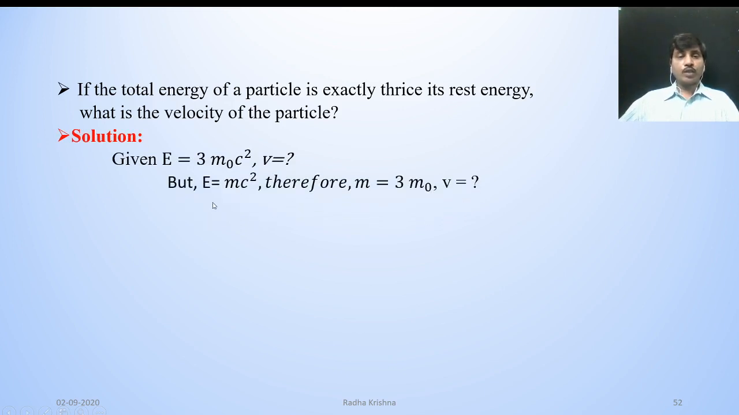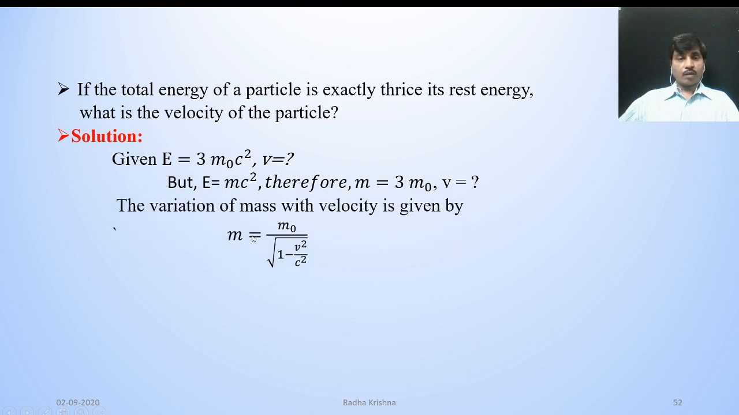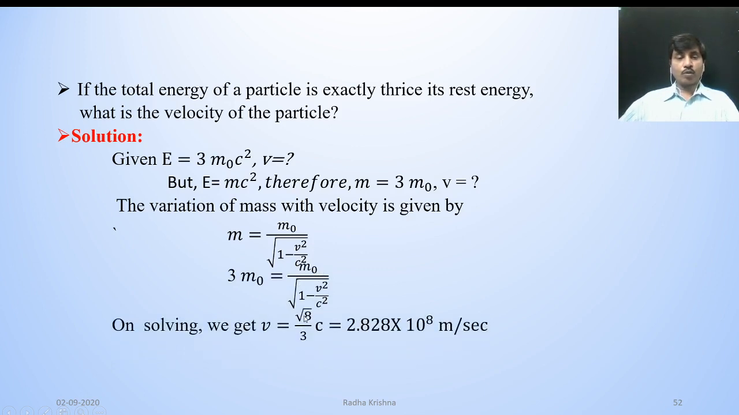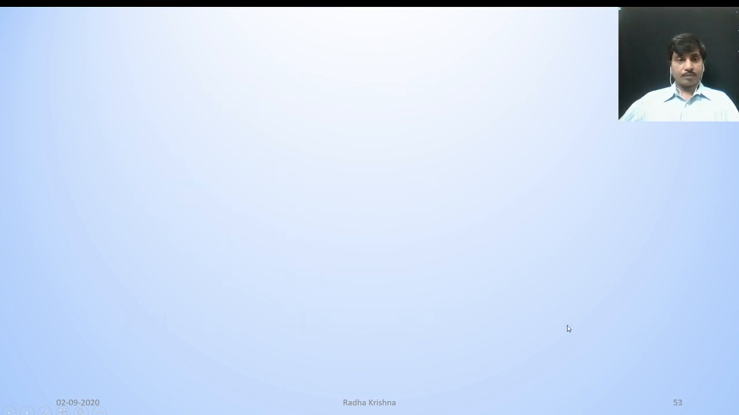We know that E is equal to mc square. Therefore, m is equal to m0 by square root of 1 minus v square by c square. 3m0 is equal to m0 by square root of 1 minus v square by c square. On solving, we get v is equal to square root of 8 by 3 into c, that is equal to 2.828 into 10 to the power of 8 meters per second.